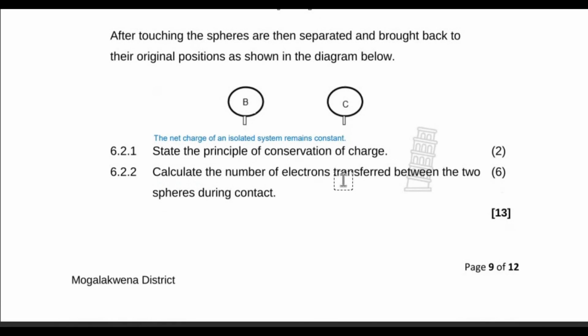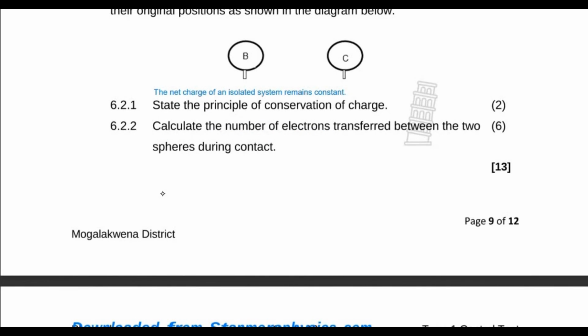It says now calculate the number of electrons transferred between the two spheres during contact. Carries a lot of marks, like 6 marks. How do we do that? So first, our equation for the conservation of charge will say Q equals Q1 plus Q2. We can just rewrite it as QB plus QC all divided by 2.